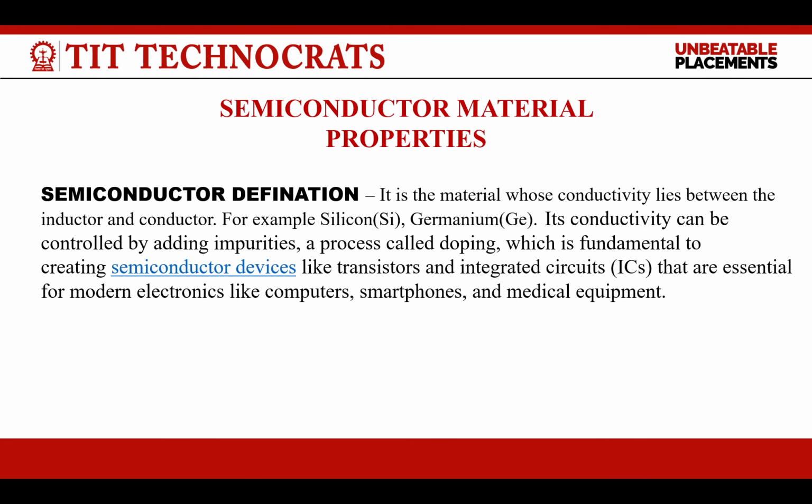Now we can define a semiconductor as a material whose conductivity lies between that of an insulator and a conductor, for example silicon and germanium. Its conductivity can be controlled by adding impurities, which is called doping, and it is fundamental for creating semiconductor devices like transistors and ICs that are essential for modern electronics like computers, smartphones and medical equipment.